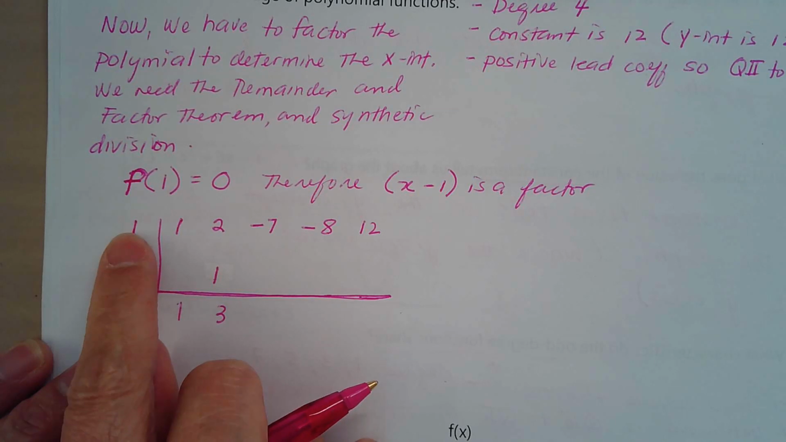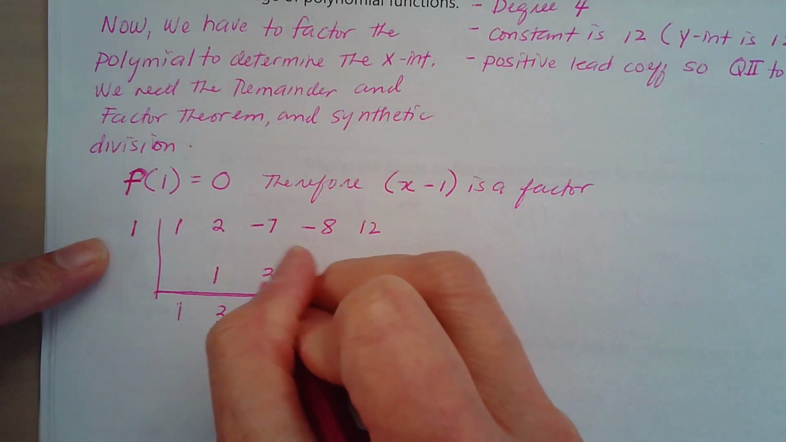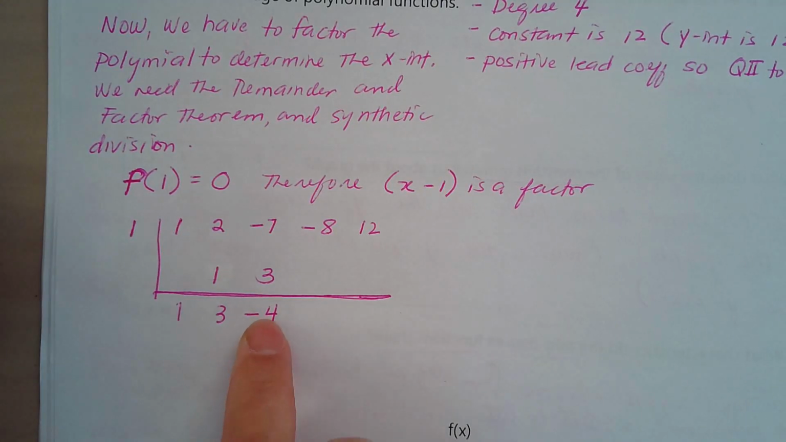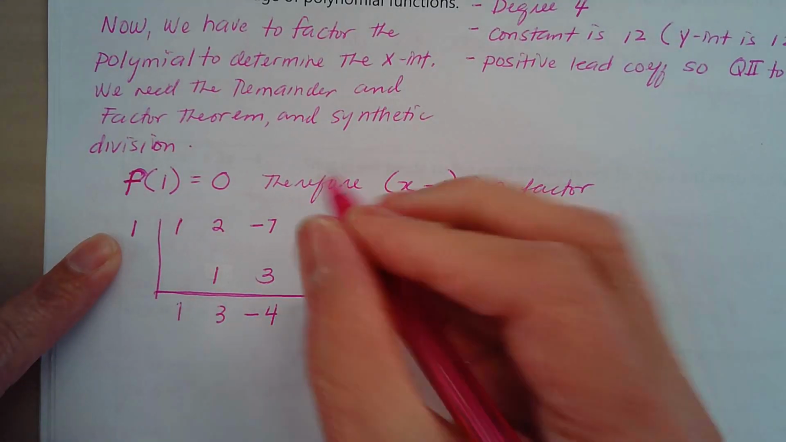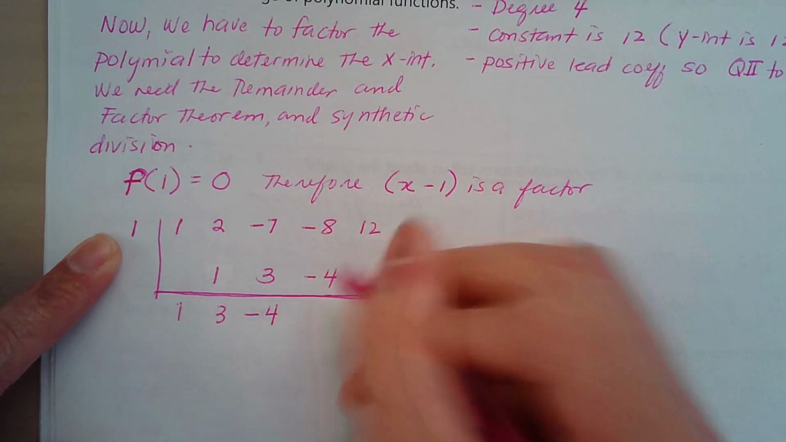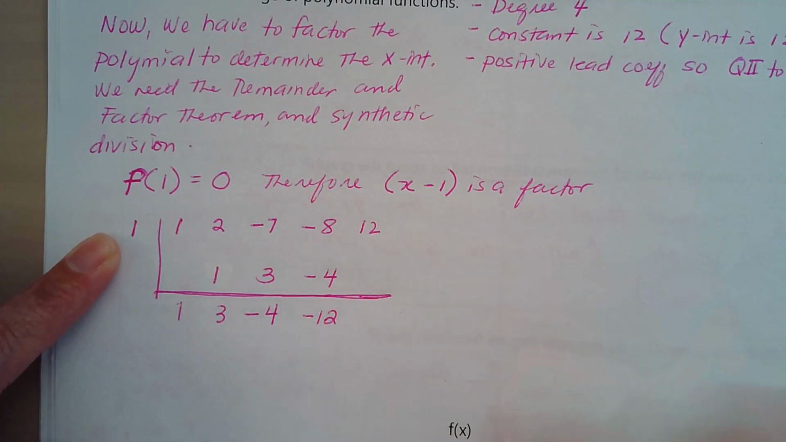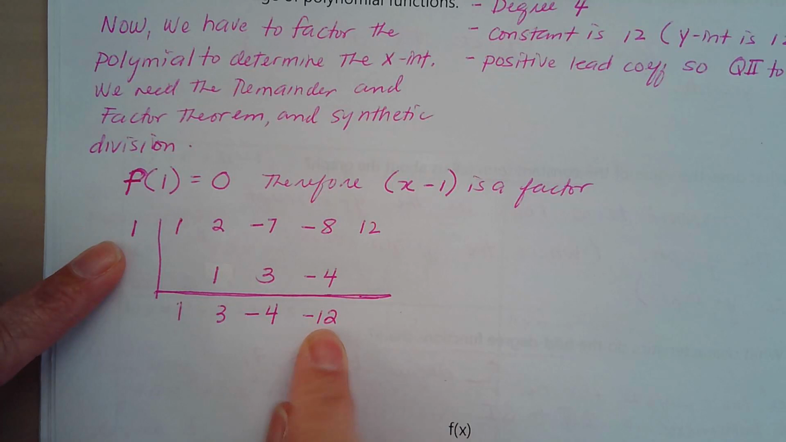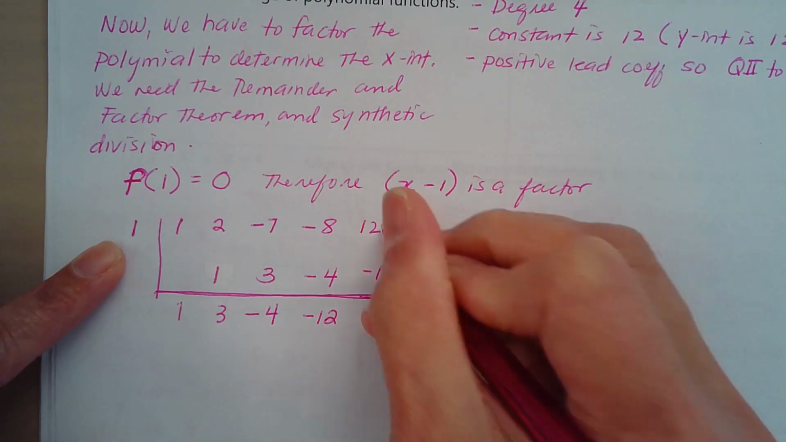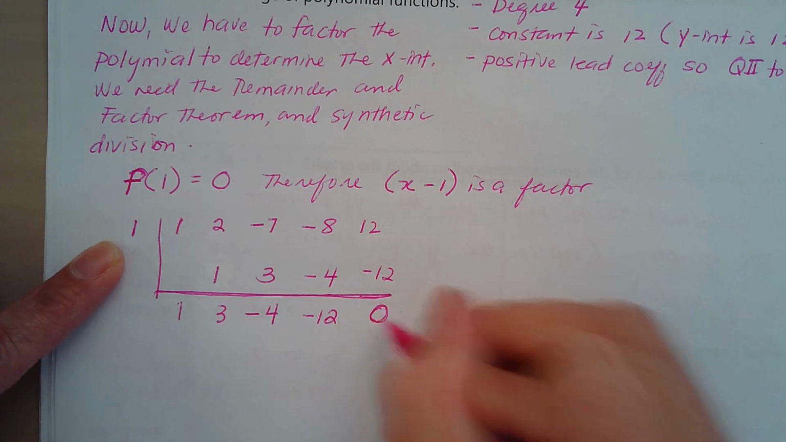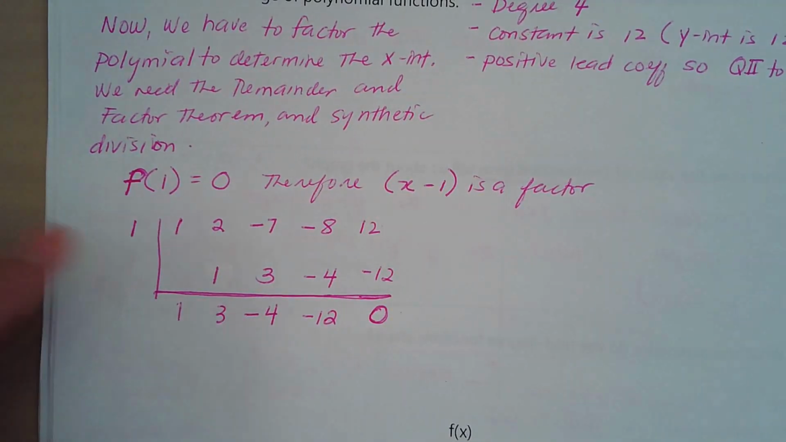So 3 times 1 is 3. Add them together, negative 4. Negative 4 times 1 is negative 4. Add them together, that's negative 12. Negative 12 times 1 gives us negative 12. Add them together, it's going to be 0. So this is our remainder, 0. We know that because we already used the remainder theorem there.